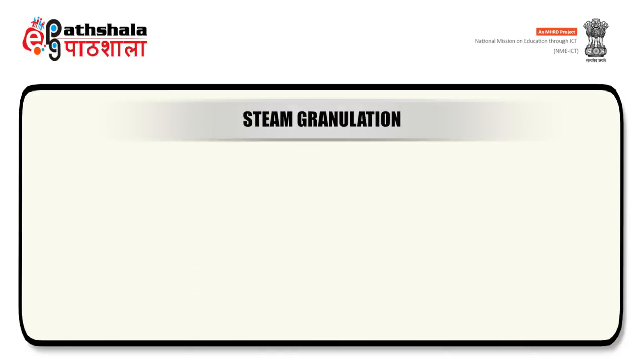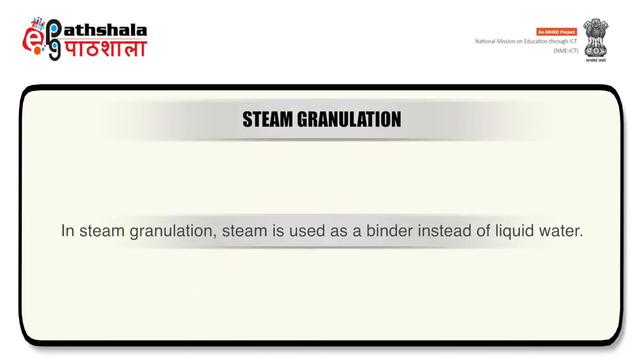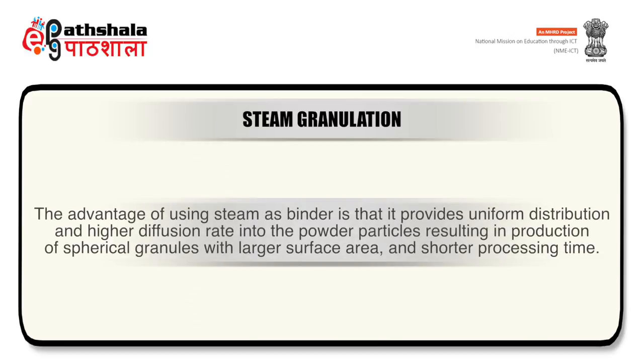Next, we will discuss steam granulation. In steam granulation, steam is used as a binder instead of liquid water. The advantage of using steam as binder is that it provides uniform distribution and higher diffusion rate into the powder particles, resulting in production of spherical granules with large surface area and shorter processing time.